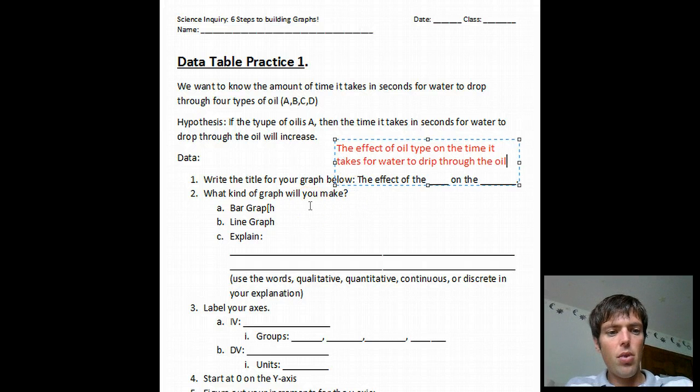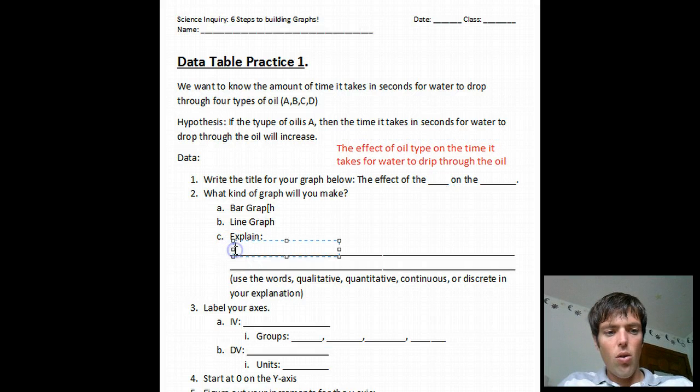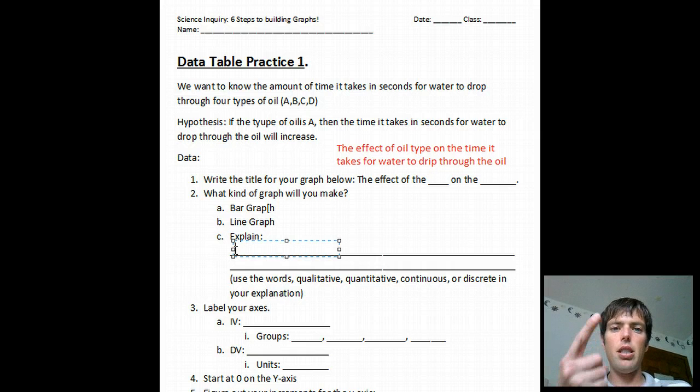And then it says, what kind of graph will you make? Will it be a bar graph, line graph, or explain? Make sure you use the words qualitative, quantitative, continuous, or discrete in your explanation. Well, let's think about it. First, oil type. Is it qualitative or quantitative? Remember, quantitative means numbers, and qualitative means no numbers. So, qualitative, no numbers. And then, is it continuous or discrete?